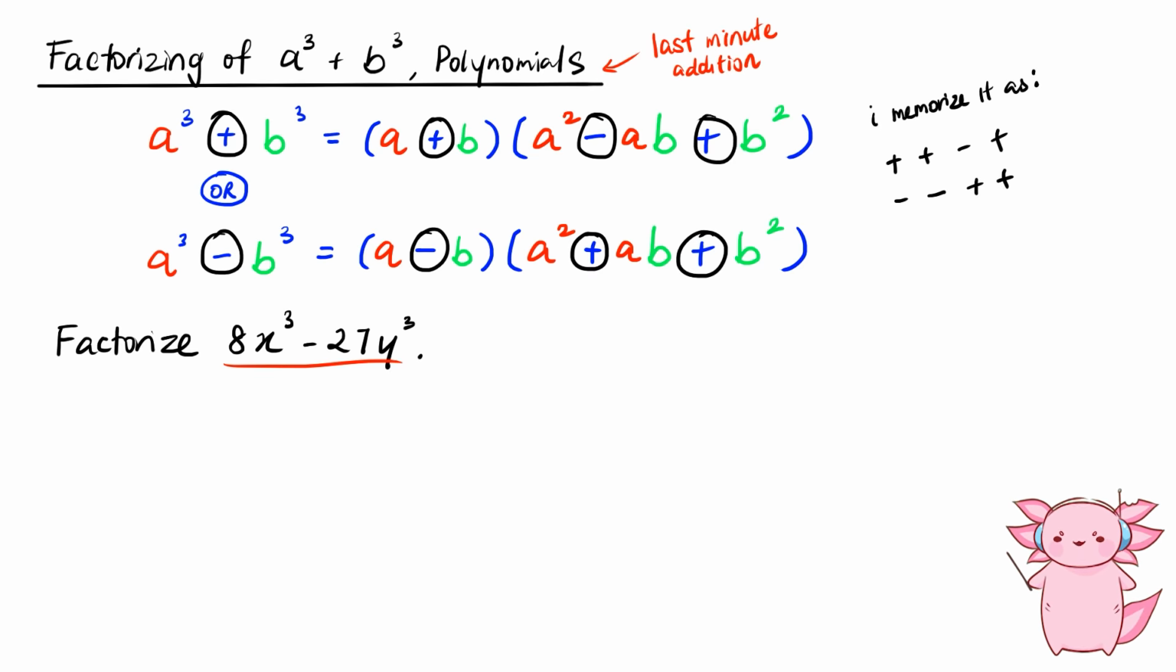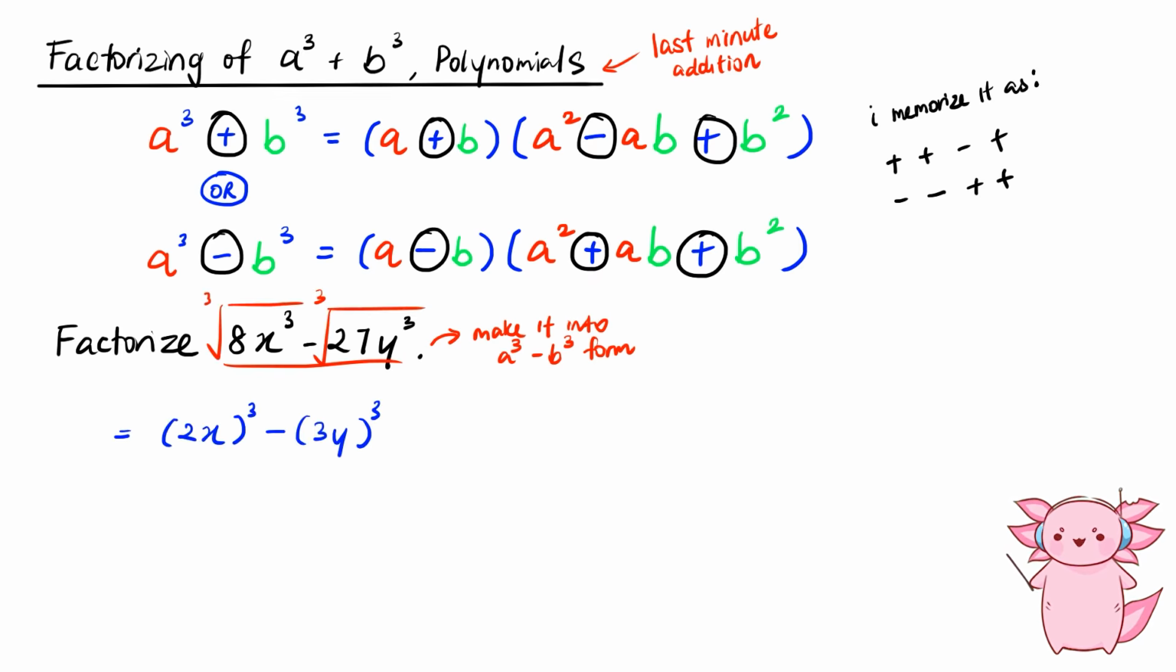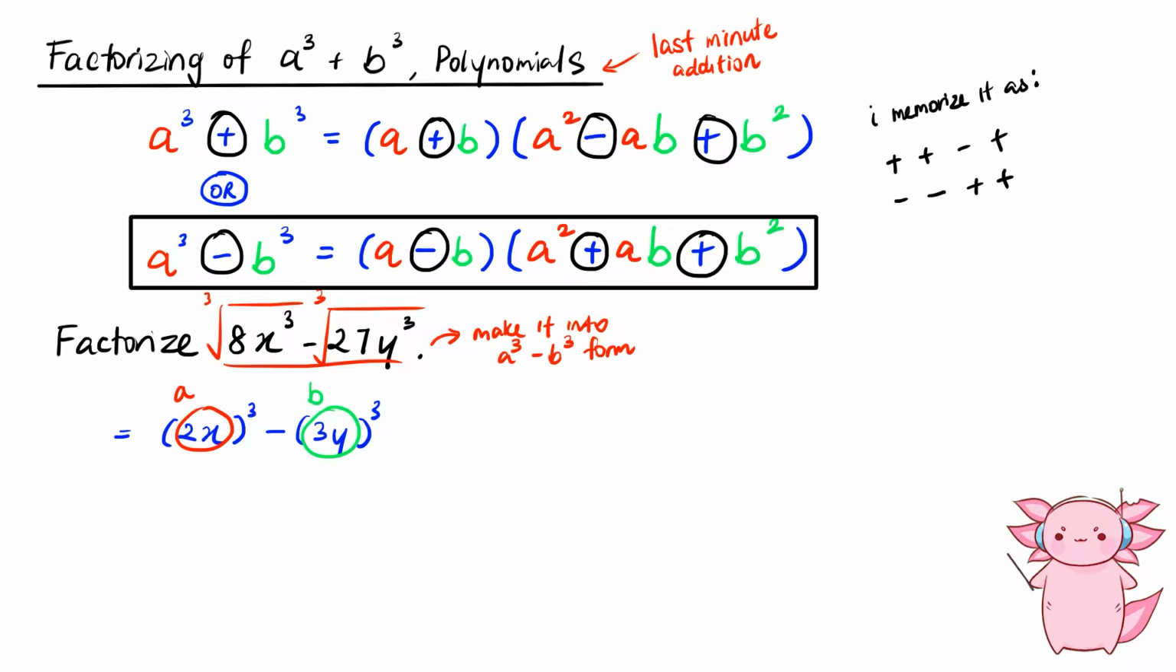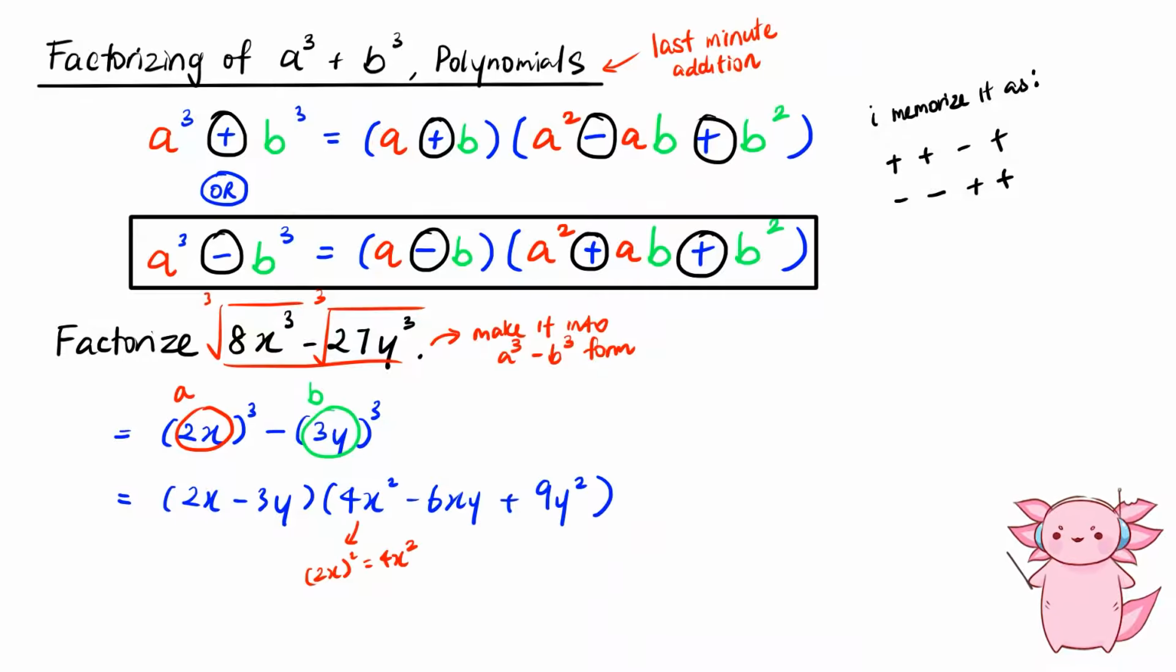To factorize this equation, the first step is to make it into the a cubed minus b cubed form, so we kinda have to cube root 8 and 27, and we can see that a is equal to 2x and b is equal to 3y. Now, because it's in the a cubed minus b cubed form, we can finally factorize it and we can get the final answer of (2x minus 3y) times (4x squared minus 6xy plus 9y squared).